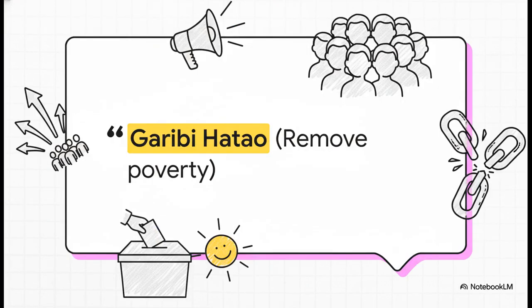To get the public's attention, parties often use short, powerful slogans. These slogans usually focus on a big issue. A very famous example comes from the 1971 Lok Sabha elections. The Congress Party used the slogan "Garibi Hatao," which means remove poverty. This clear promise helped them to connect with millions of voters.